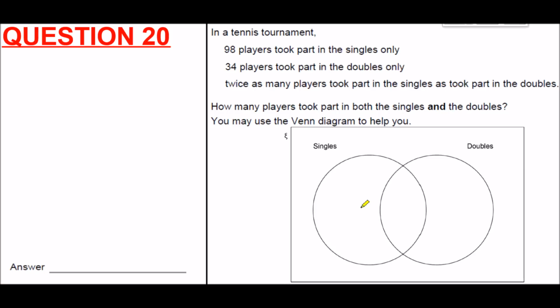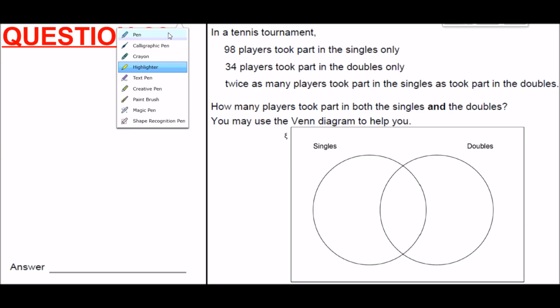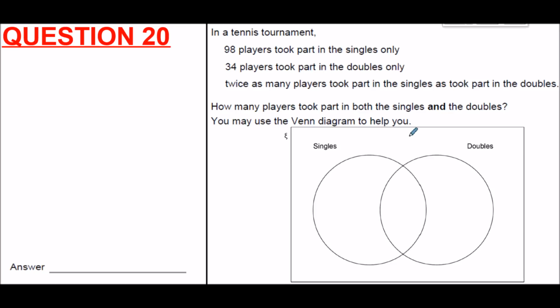So singles only is here, doubles only is this section of the Venn diagram. And when it says how many players took part in both the singles and the doubles, this bit in the middle represents singles and doubles because it overlaps with the singles part and the doubles. And so people in this overlap are both part of the singles circle and the circle that represents the doubles. So this bit here is singles and doubles.